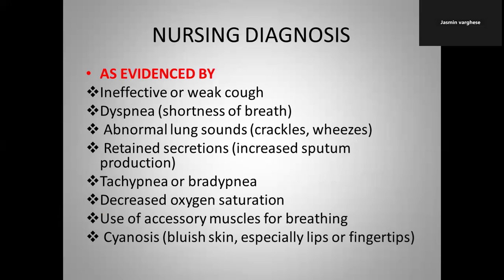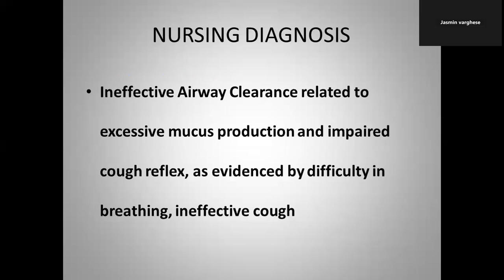In the second section, you have to start with "as evidenced by". So as evidenced by ineffective or weak cough, or as evidenced by dyspnea or abnormal lung sounds, or retained secretions, or tachypnea or bradypnea, or decreased oxygen saturation, or use of accessory muscles for breathing, or cyanosis. So evidence is compulsory in NANDA nursing diagnosis. So you have to write the condition, you have to write the etiology, you have to write the signs and symptoms. So related to something, as evidenced by something. So there is a list of evidence here also. You can choose depending upon the condition of the patient, and I have given an example here.